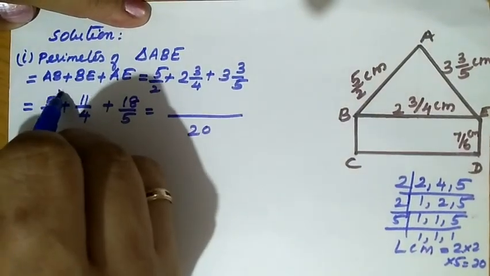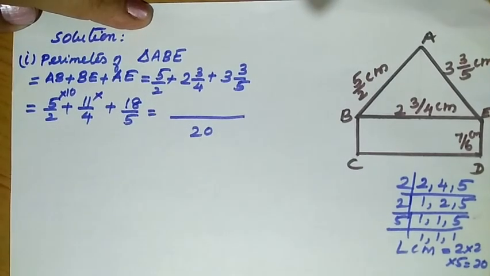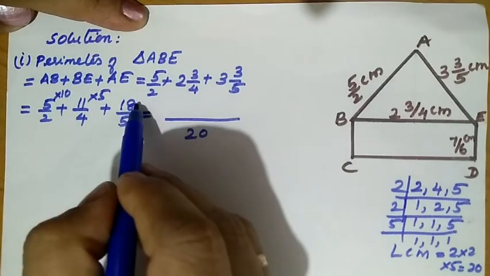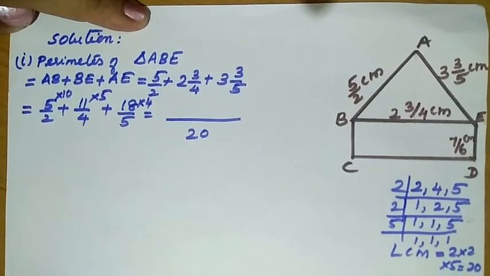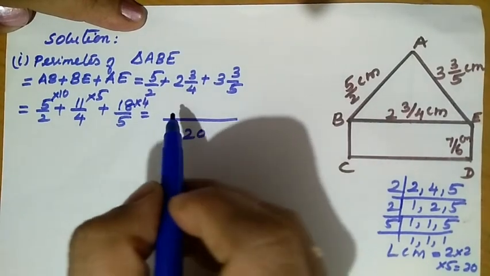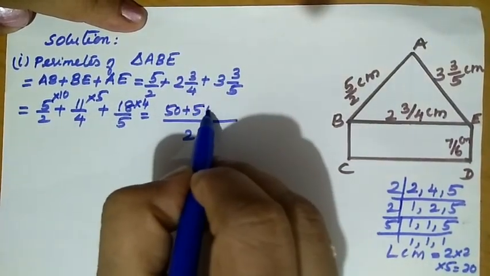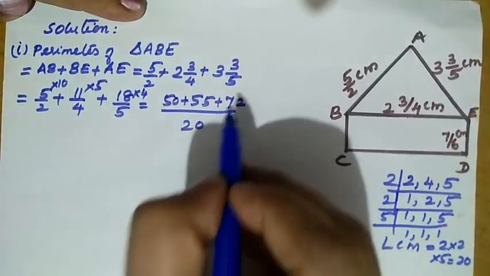Now what should be multiplied here? 10. What should be multiplied here? 5, because the denominator is 4. What should be multiplied here? Into 4. Why? The denominator is 5. Now 5 into 10 is 50. 11 into 5 is 55, plus 18 into 4 is 72.